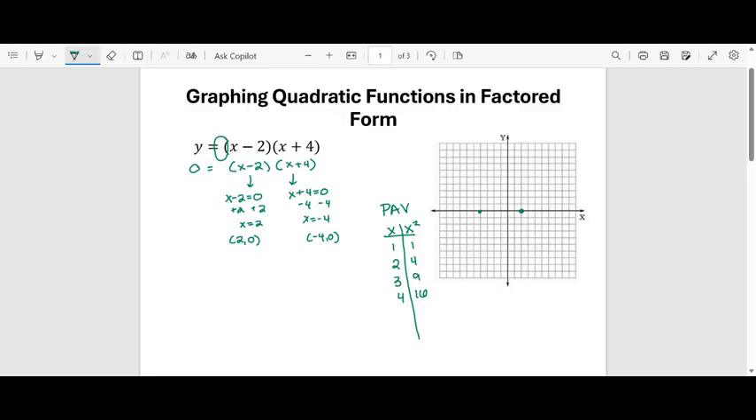Now, we know that the graph is going to be identical on each side. So what we can do with these two x-intercepts is cut right in between them and draw in our axis of symmetry. Our axis of symmetry for this quadratic is at x equals negative 1. We know the vertex is going to be on this axis of symmetry. We know that this graph opens upward because we have a positive 1 coefficient that we can't see.